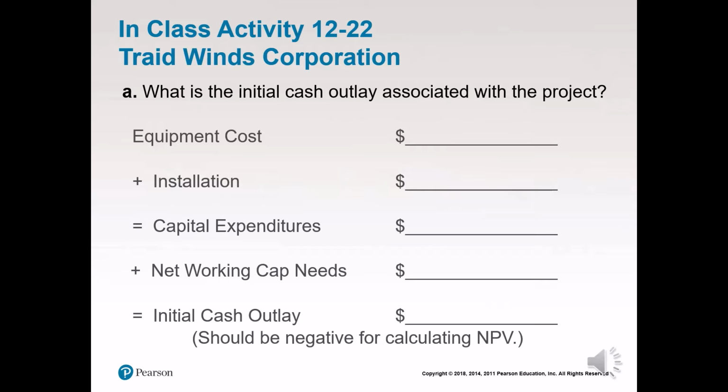The first question you ask yourself is, what is the initial cash outlay? Remember that this can include some installation. It could also include training, and that would give you the total capital expenditures. That's a depreciable number there. You also could be adding some net working capital needs for year 0. This might be for inventory or just some additional working capital that you need to start this project. This would total your initial cash outlay.